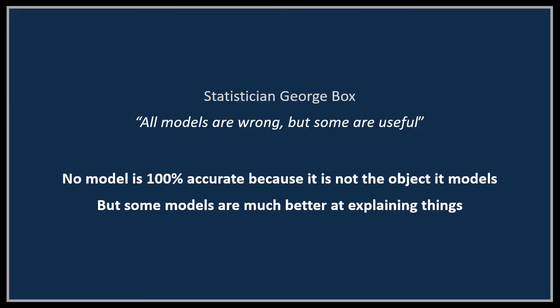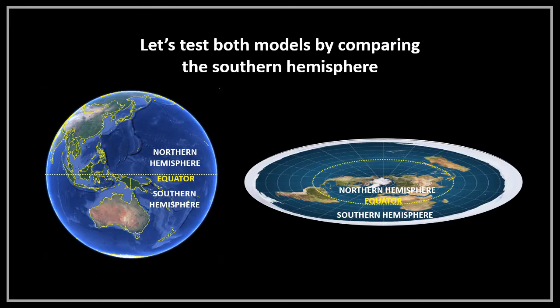Well, the statistician George Box said all models are wrong, but some are useful. And the truth is, no model is 100% accurate because it is not the object it models. But some models are much better at explaining things. So let's test both models by making a comparison in the southern hemisphere.